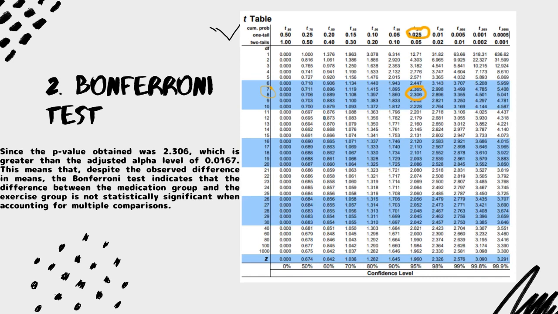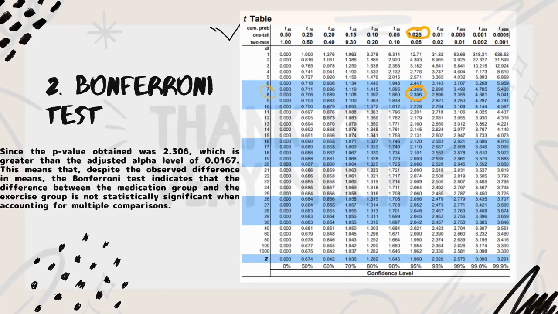Since the value we obtained was 2.306, which is greater than the adjusted alpha level of 0.0167, this means that despite the observed difference in mean, the Bonferroni test indicates that the difference between the medication group and the exercise group is not statistically significant when accounting for multiple comparisons.